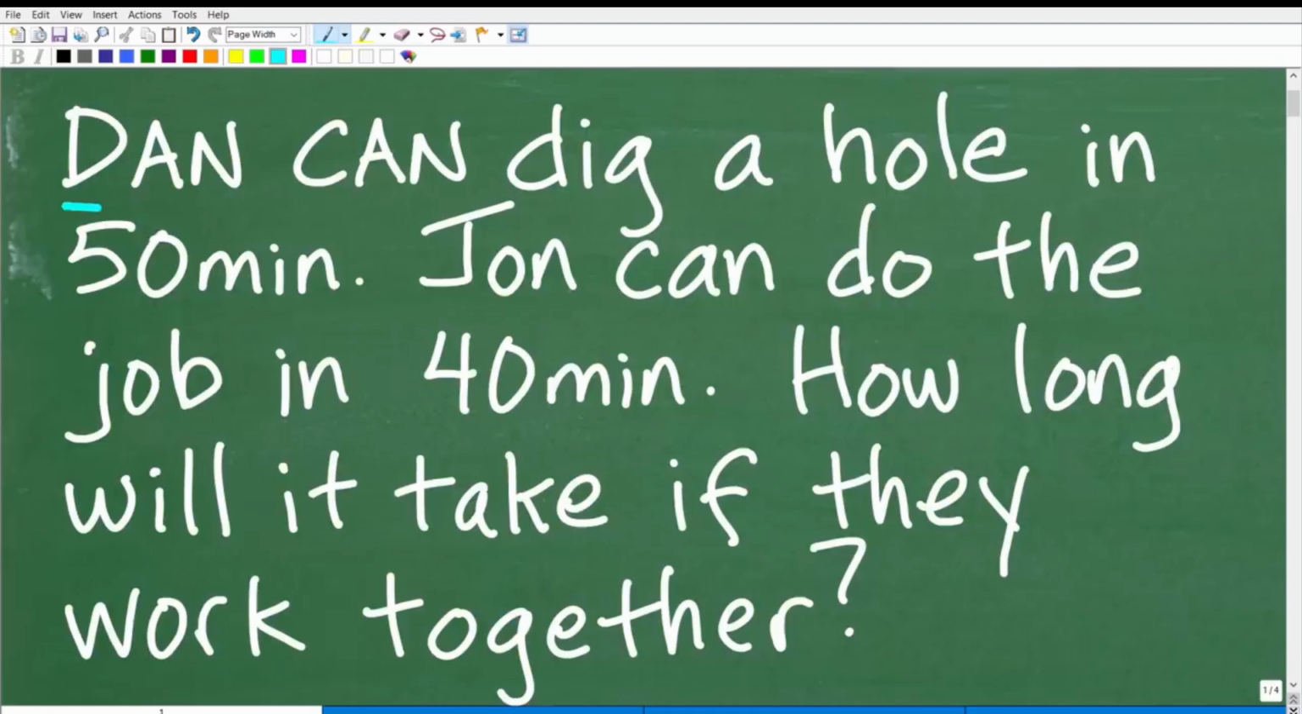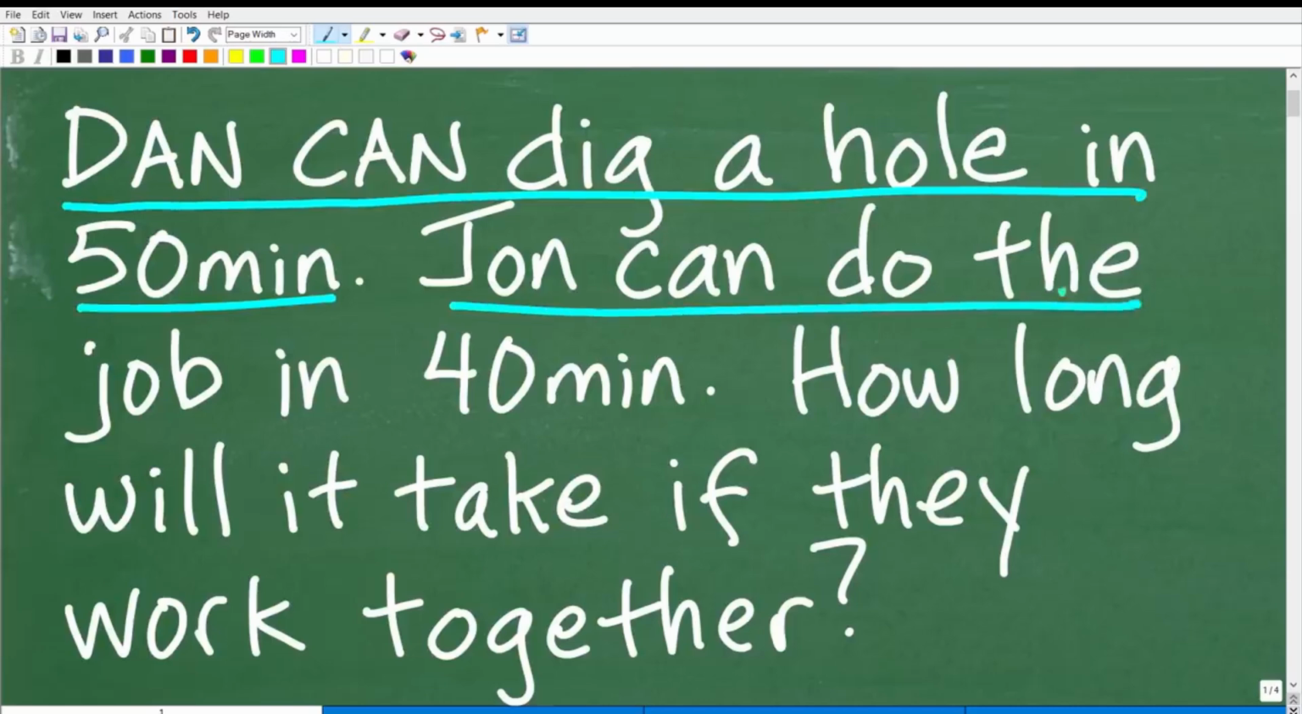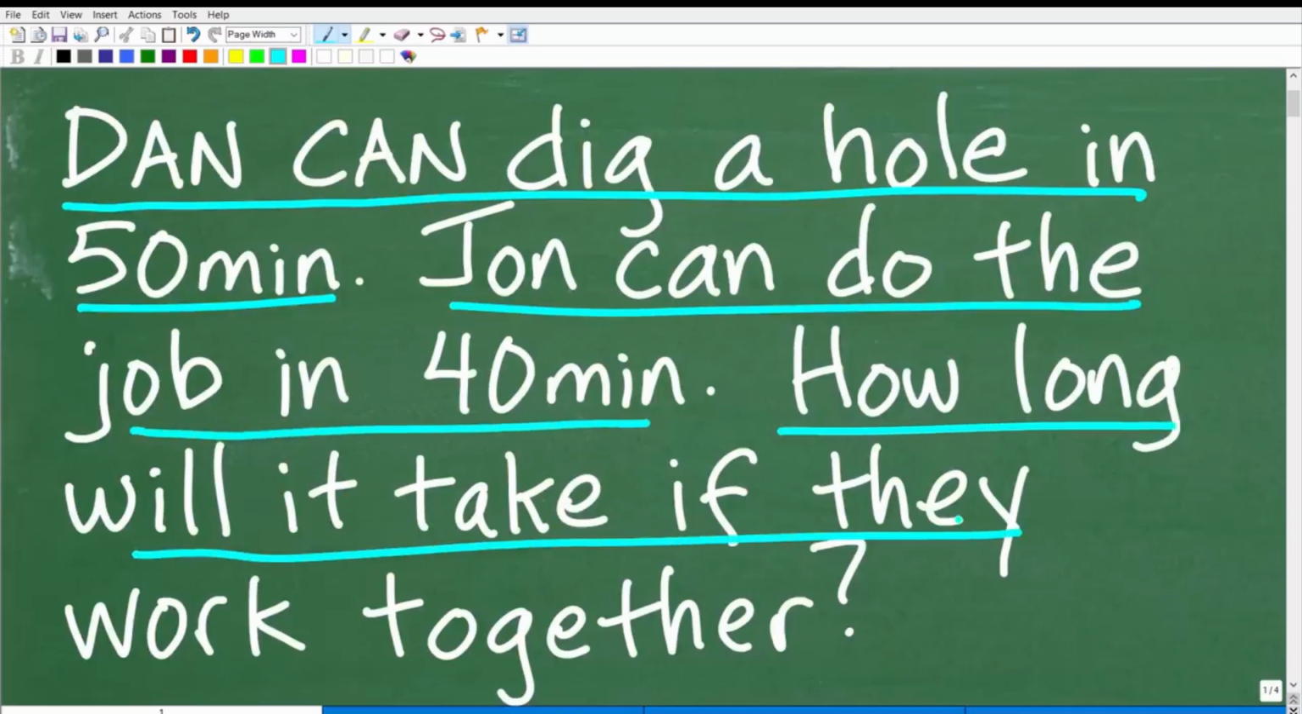Dan can dig a hole in 50 minutes. John can do the same job in 40 minutes. How long will it take them if they work together? Again, a pretty straightforward type of problem, at least the concept. Dan could do the job in 50 minutes, John could do the job in 40 minutes. They talk to one another: hey, let's just work together as a team. They should save a lot of time. So how much time will it take them?